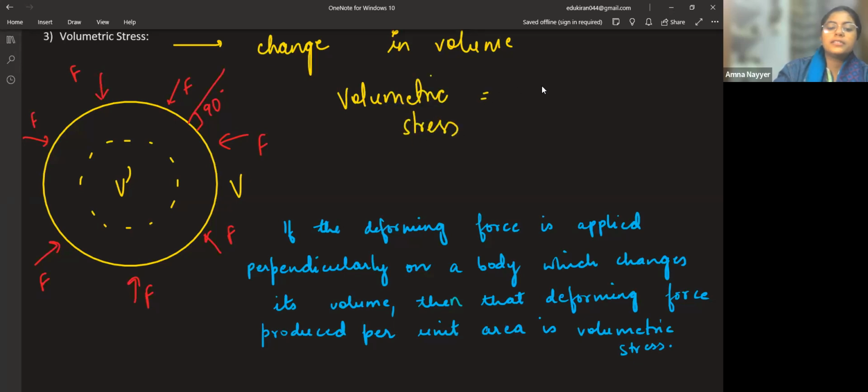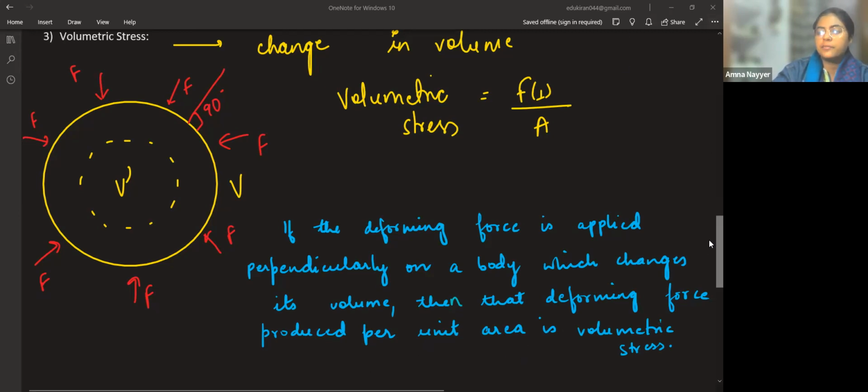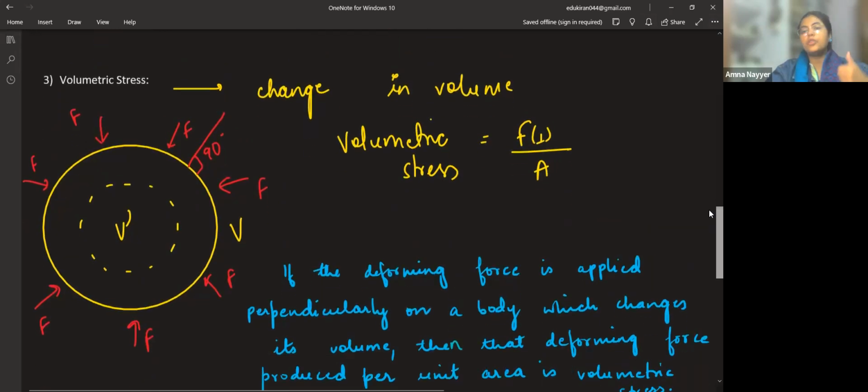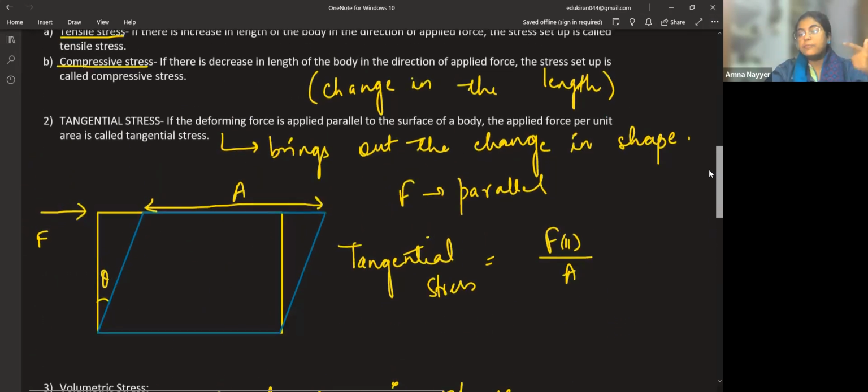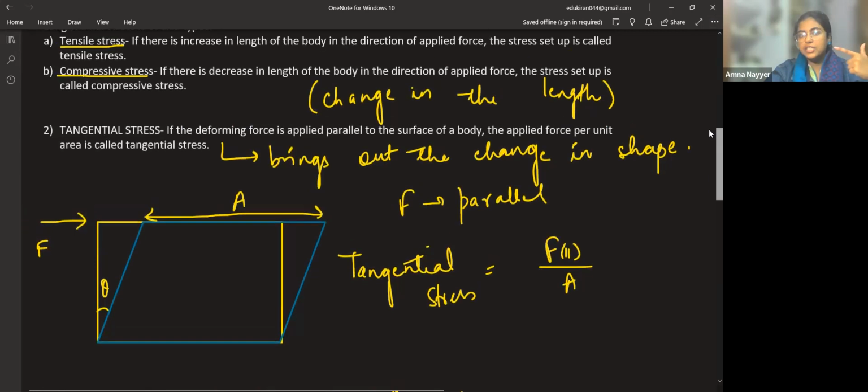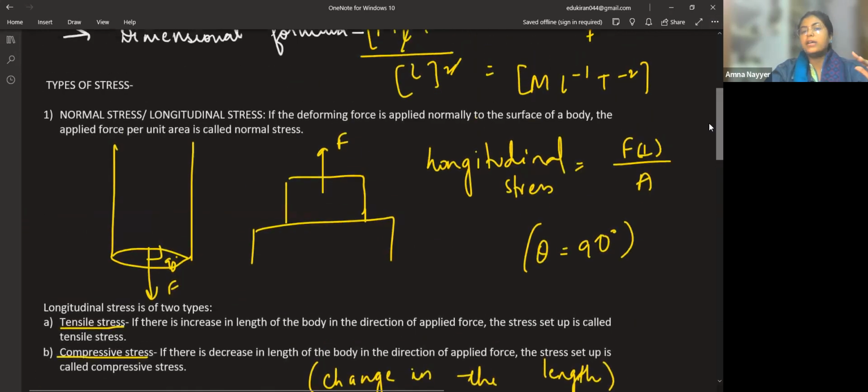So volumetric stress is equal to, again, the perpendicular forces acting per unit area. If the deforming force is applied perpendicularly on a body, which changes its volume, then that deforming force produced per unit area is called volumetric stress. All right. When there's a change in volume, volumetric stress; change in shape, force parallel, tangential stress; and perpendicular force, changing the length.